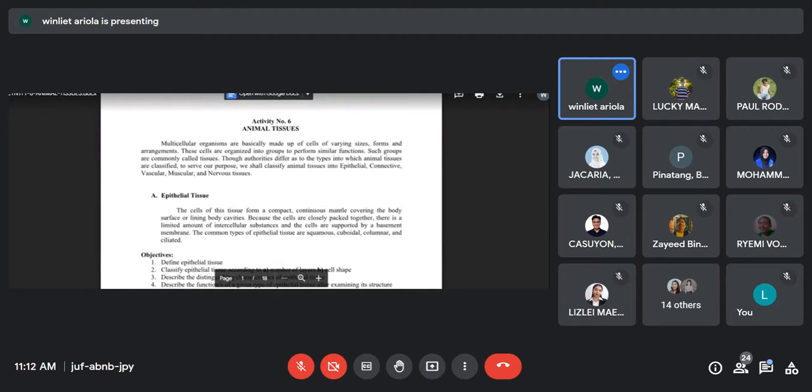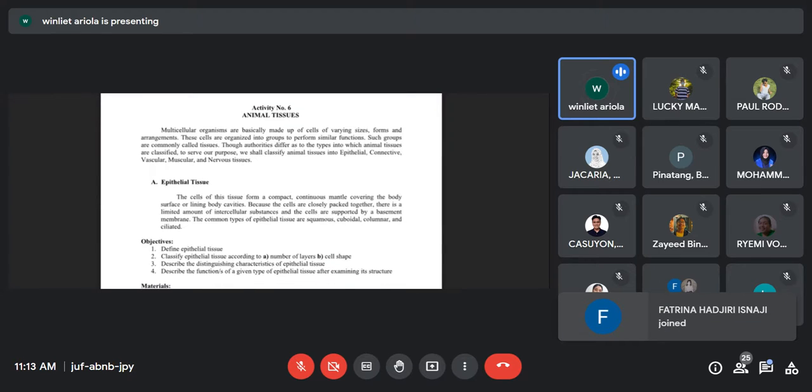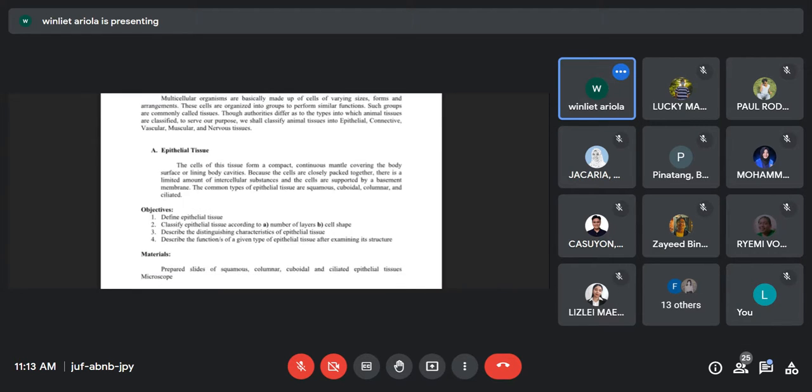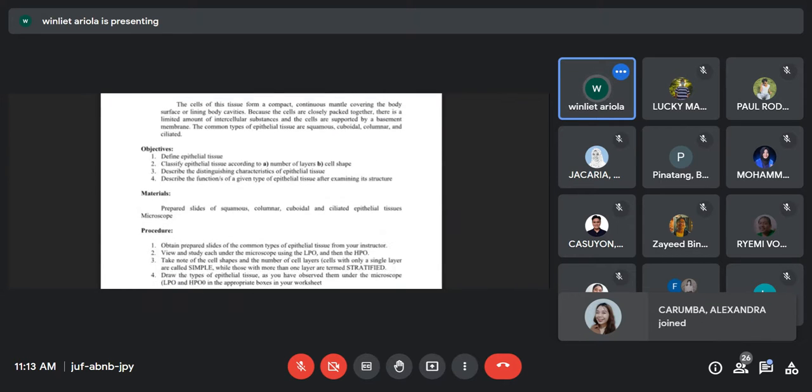Okay, so that is animal tissue, no? So, it's important kasi kung walang tissues, walang organs. Kung walang organs, walang organ system. Walang organ system, walang organismal level. Okay. So, we have the epithelial tissues, connective, vascular, muscular, and the nervous tissue. So, main point for the epithelial tissue is skin, di ba? Covering, surface. Yan isa sa mga terms.